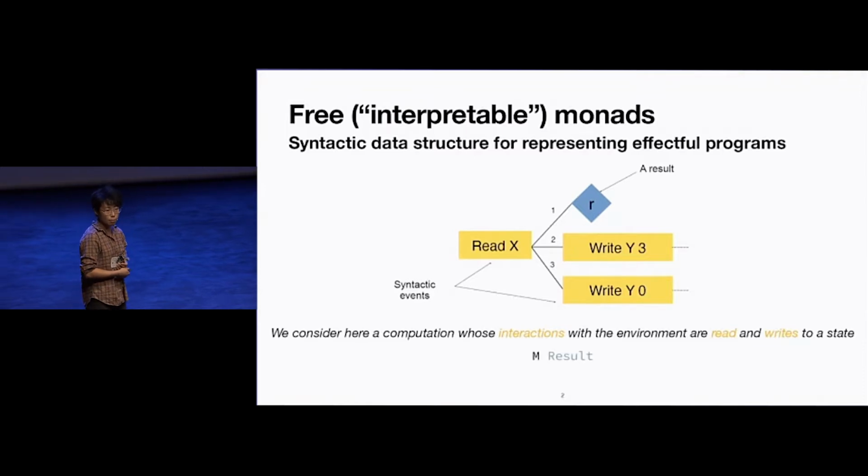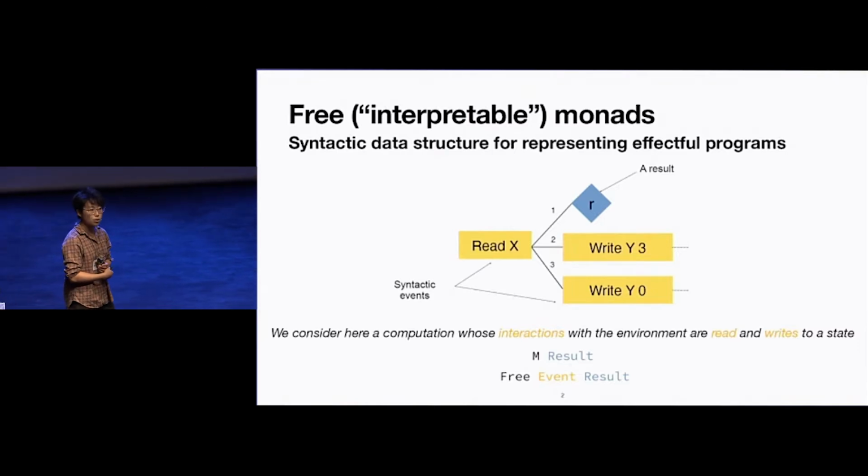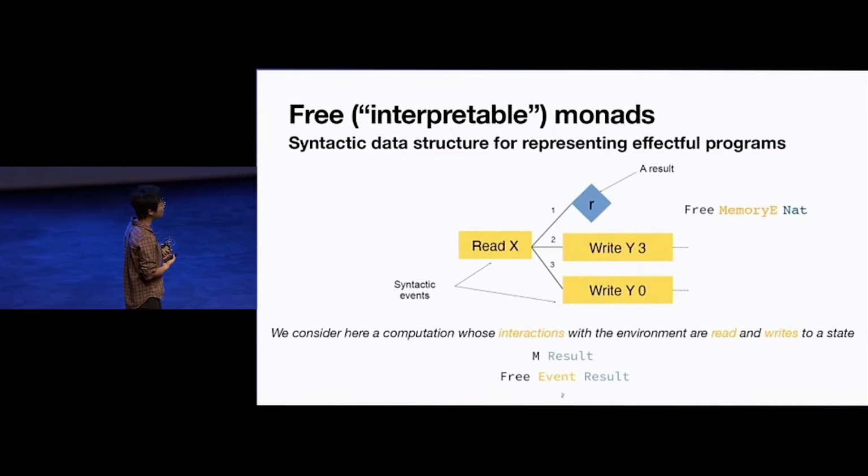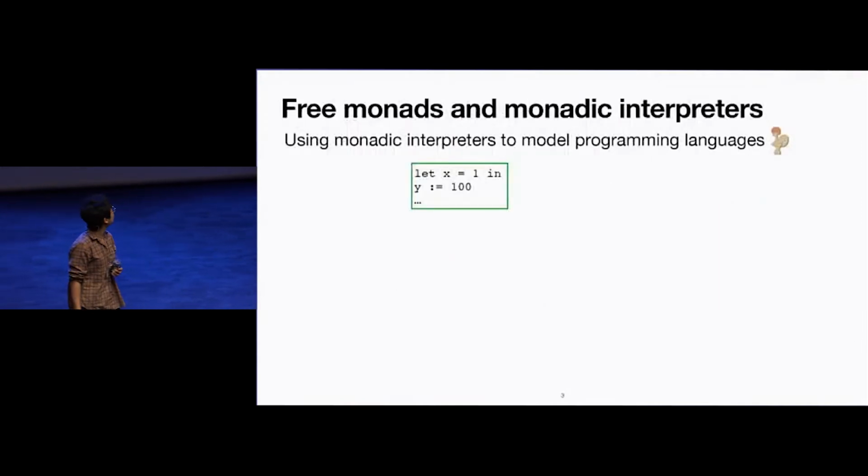So typically in a monad, you have a parameterization, monads are of type to type, where you're parameterized with a result type. However, in a free monad, you're also parameterized by a family of events which describe the operators in a language. So in this example, the type of this would be free memory E, nat, where memory E are the read and writes to reference cells. So given this data structure, how do we actually give a semantics to it?